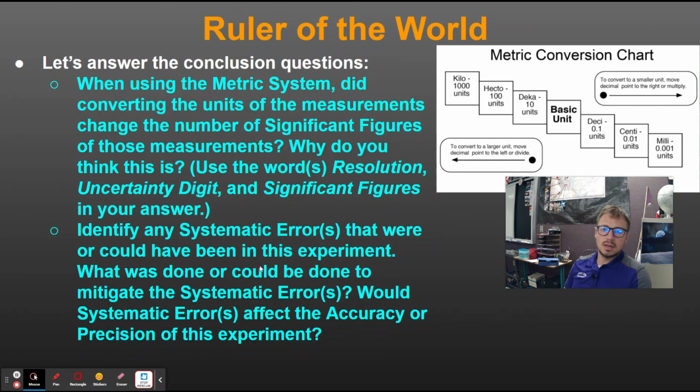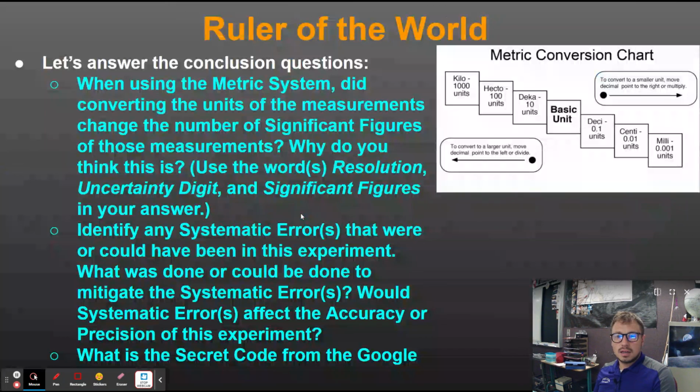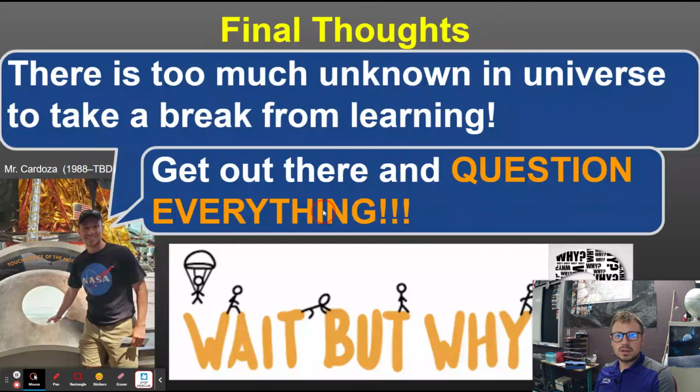And what could be done to mitigate that systematic error? Well, we could compare it to other rulers and see if it matches up. All right, and then there was a secret code once you answered all the questions right.